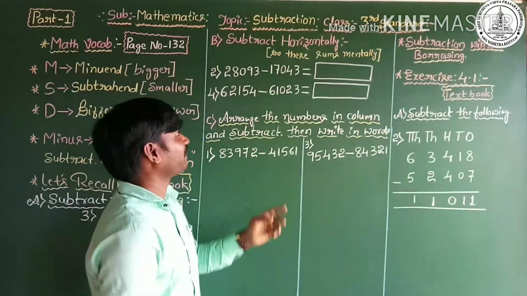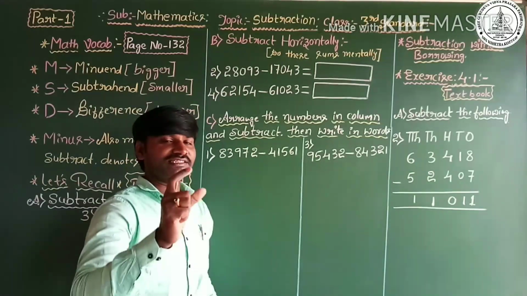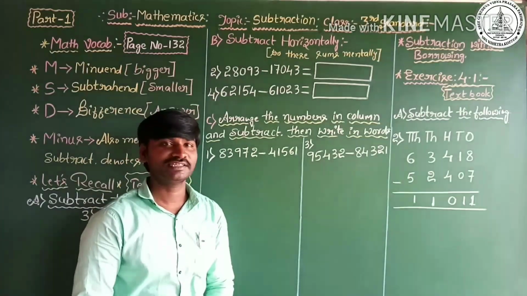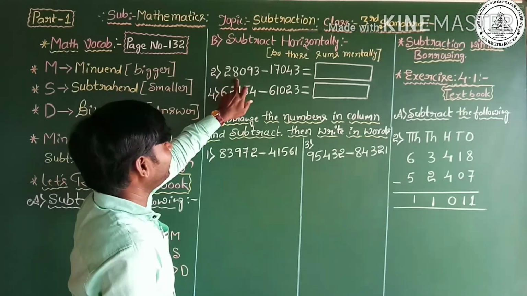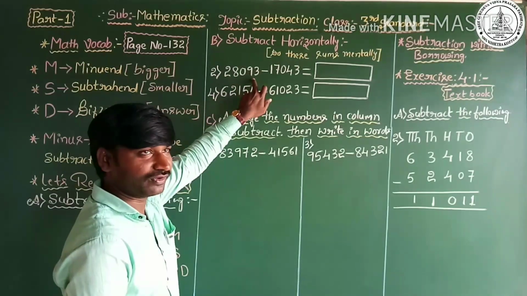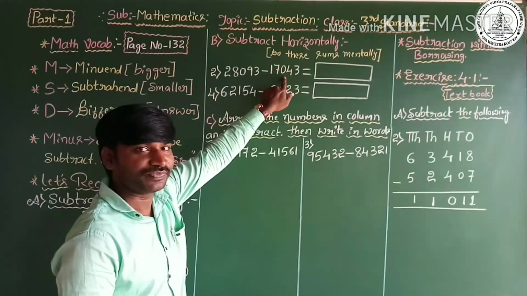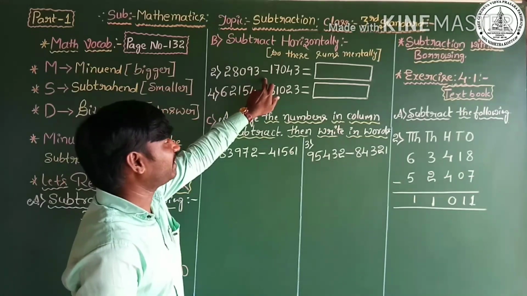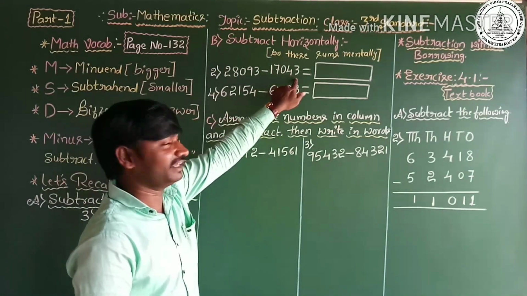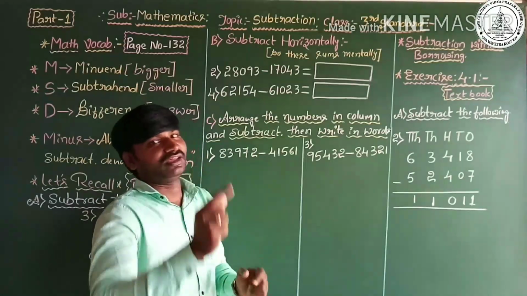Okay, dear student, I have taken the second and fourth questions. The rest of the questions are your homework. Shall we start? In the second question, 28,093 is a 5-digit value, and here also a 5-digit value. 28,093 subtract 17,043. Don't use any finger or line method.